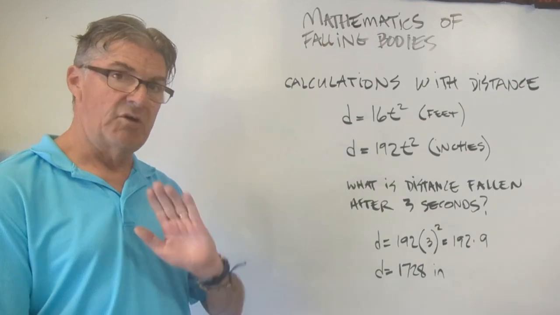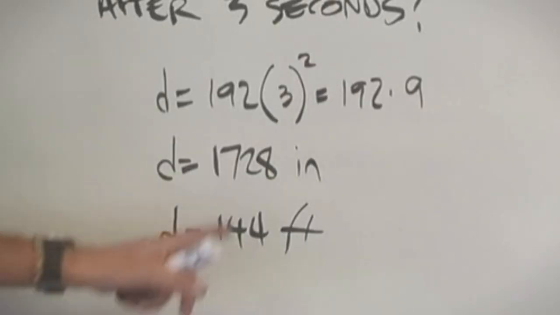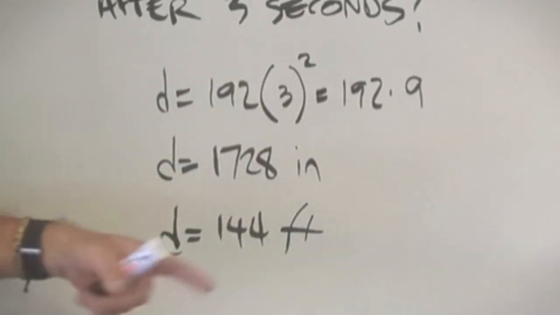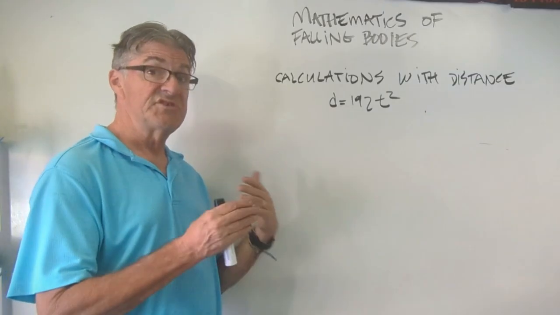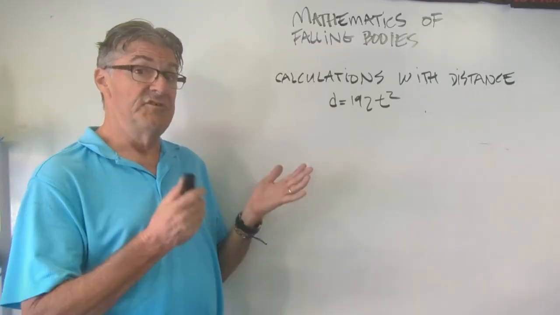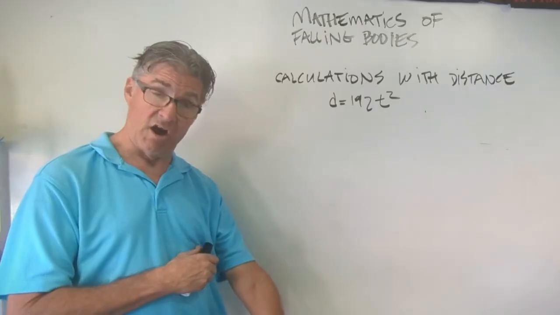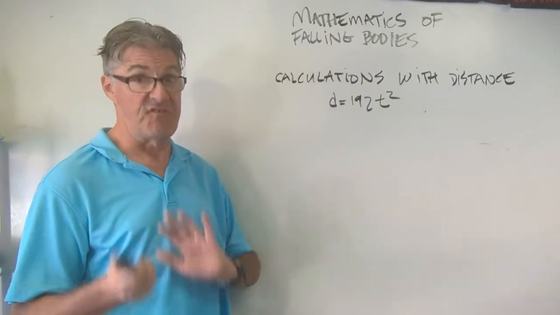1,728 inches. Now real quick, pause the video and convert that to feet. Okay, if that's inches, I just divide by 12 to get feet, and we get 144 feet. All right, now that we've used time to find distance, we can go the other way. So if you know how far an object has fallen, you can calculate the time that it has been falling.